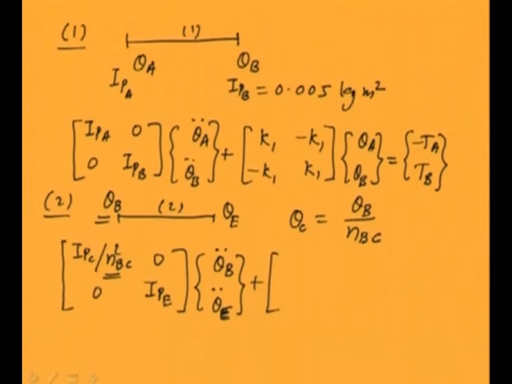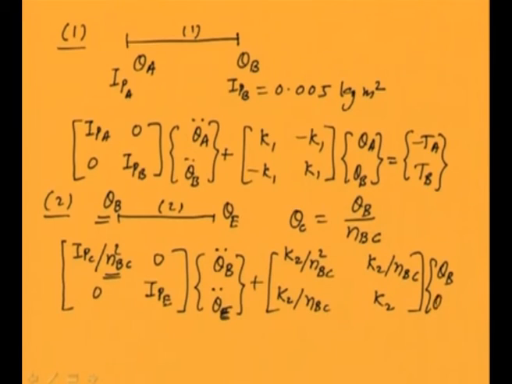Then the stiffness matrix also will get changed. We have to divide by gear ratio square for the first term. For the second term, as it is, only NBC we have to divide. Here also we have to divide by NBC. This remains as it is. Theta B, theta E, and the right hand side is theta C by NBC and theta E transpose.